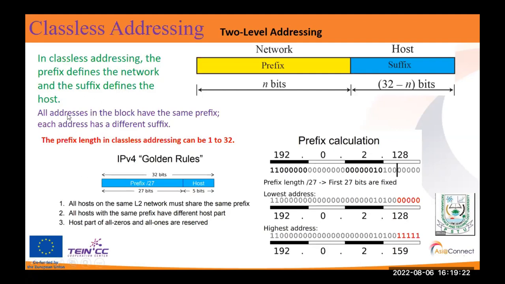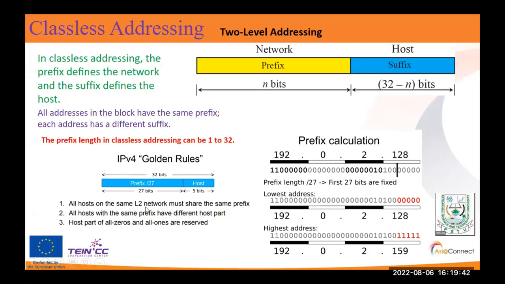So in classless addressing, the prefix defines the network ID and the suffix defines the host. All addresses in the block have the same prefix, and each address has a different suffix, but the prefix length in classless addressing can be from 1 to 32 bits. And here are some golden rules. You can follow these golden rules.